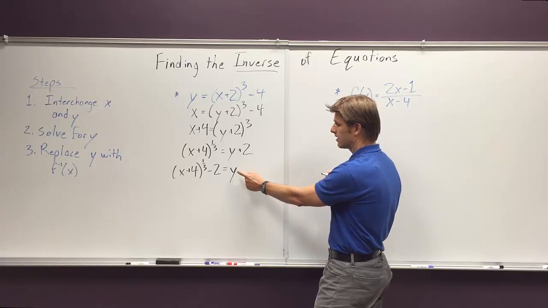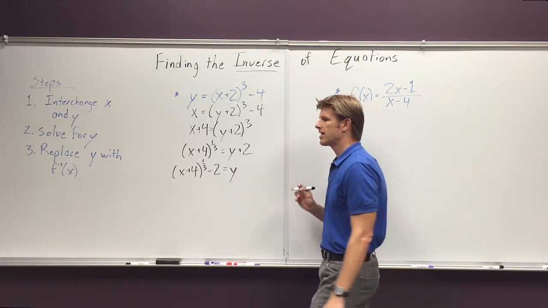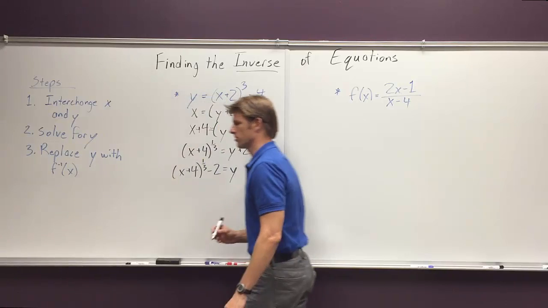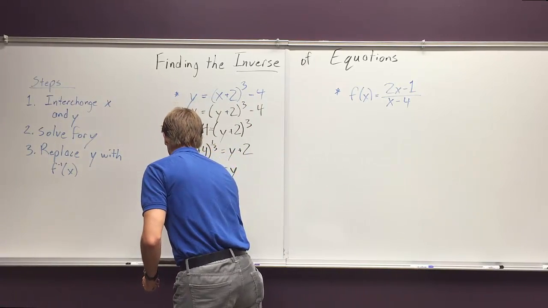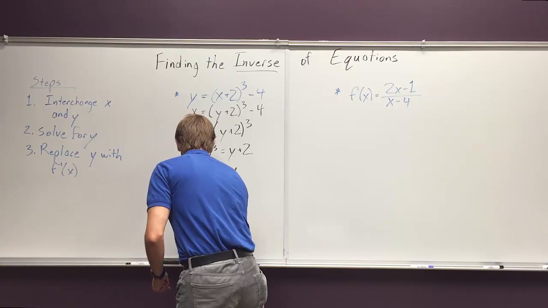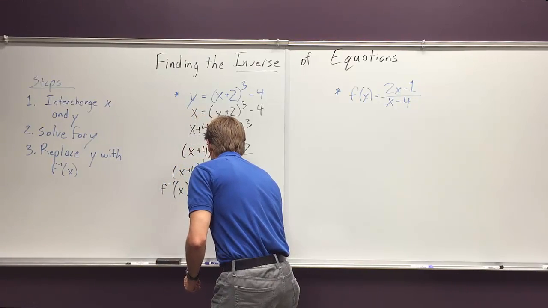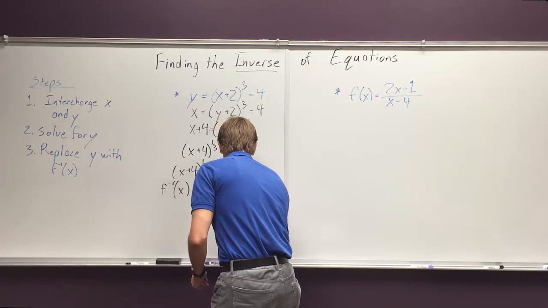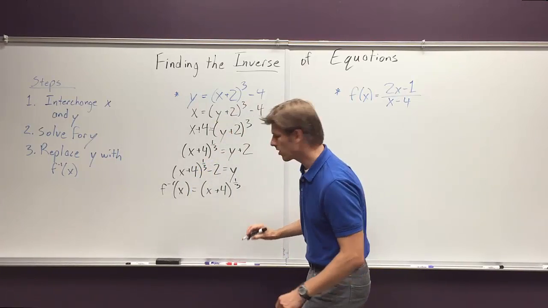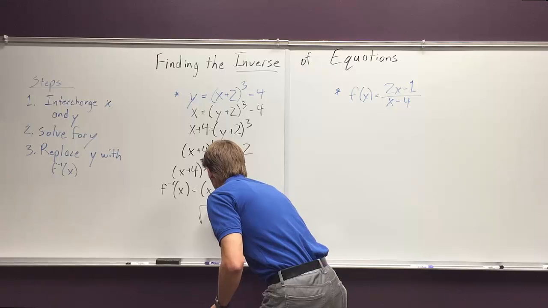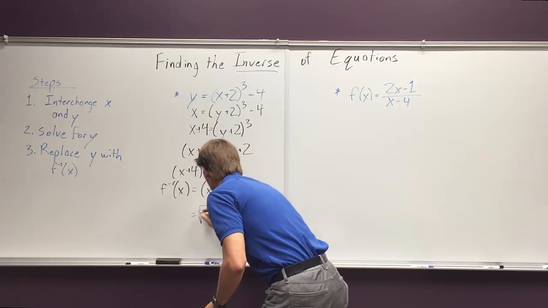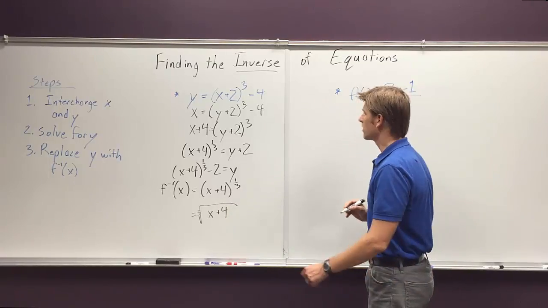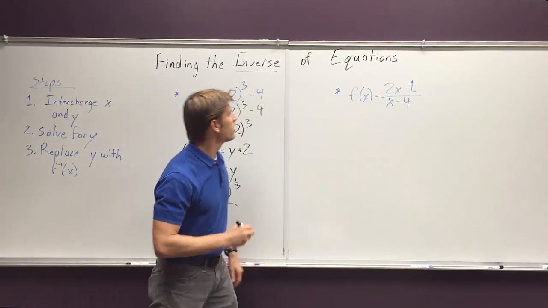Last but not least, instead of y, we typically write that as f inverse of x. And typically we write it on the left, although it's not wrong to write it on the other side. F inverse of x equals x plus 4 to the 1/3 power, or it would be totally appropriate to write that as the cube root of x plus 4.